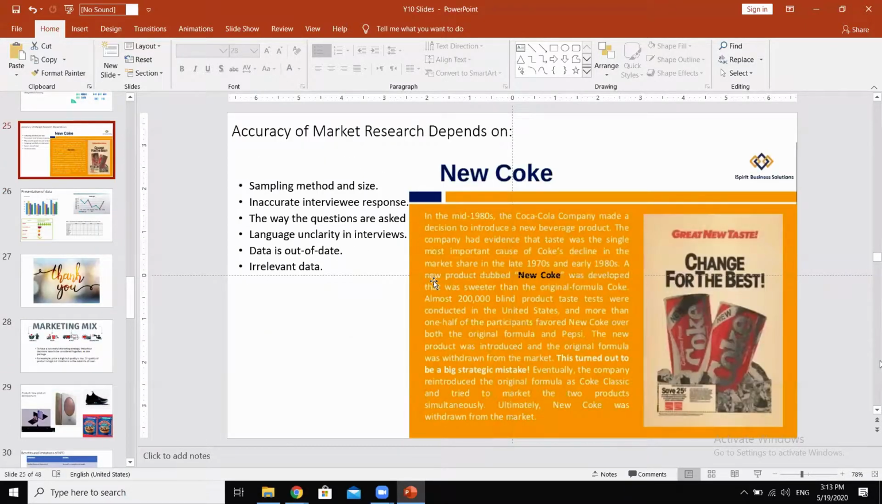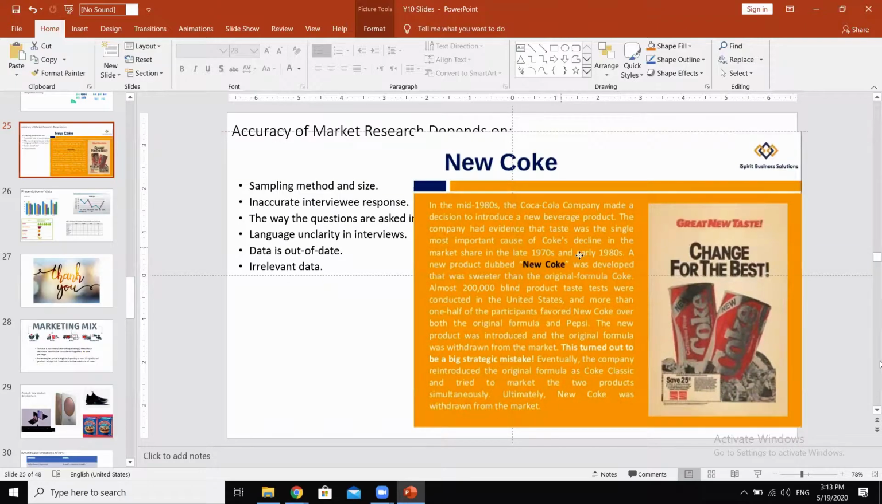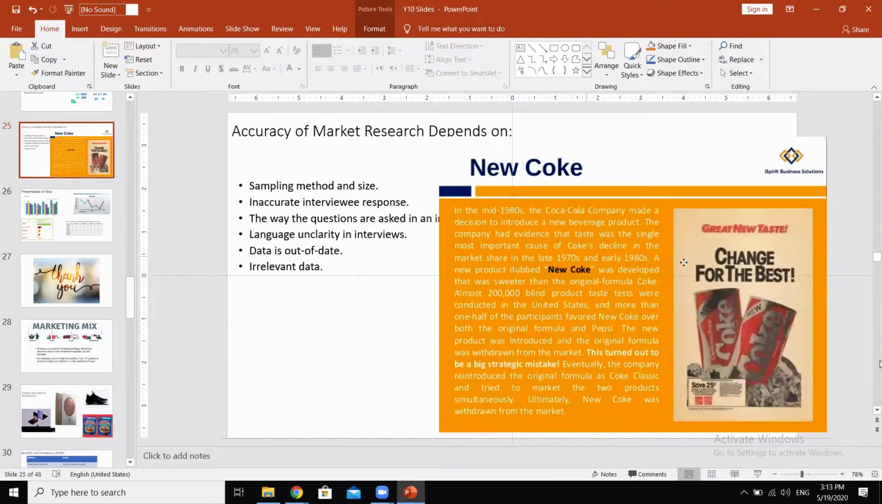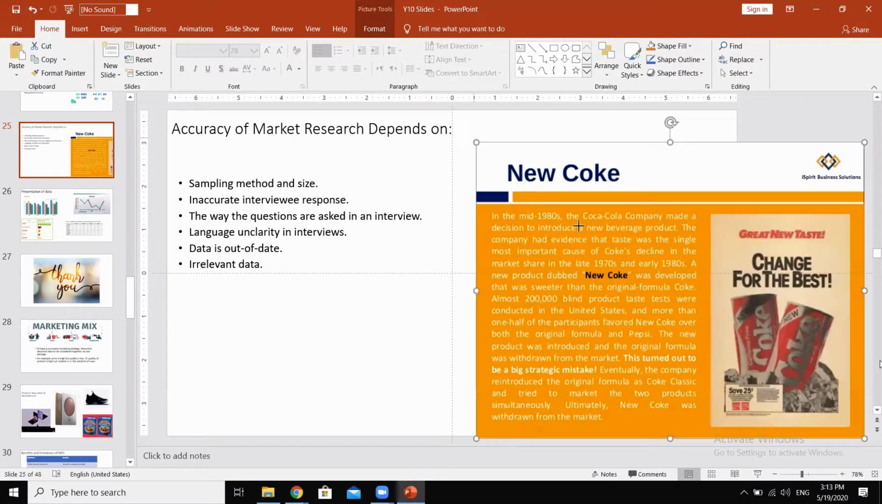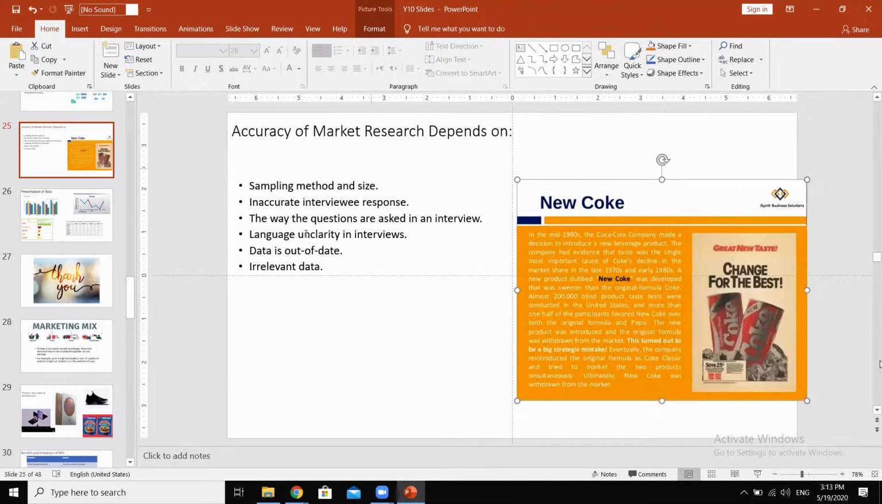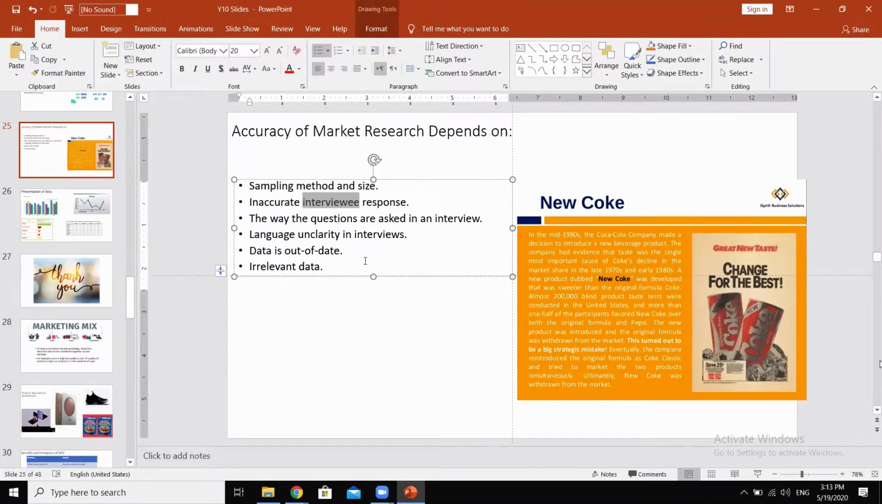So on this slide, I gave you the example of a business that failed in one endeavor because of the way they did their market research. Okay, so here's the story that you can read, the new Coke, a product that failed. But in general, we can say that market research accuracy depends on these: sampling, the way the interviews are conducted, like the interviewer not being biased, providing the opportunity to your participants to ask questions if the questions are not clear, the way you phrase the questions.